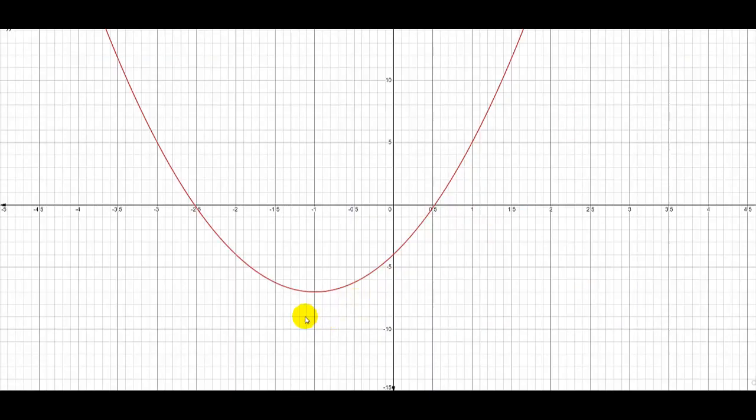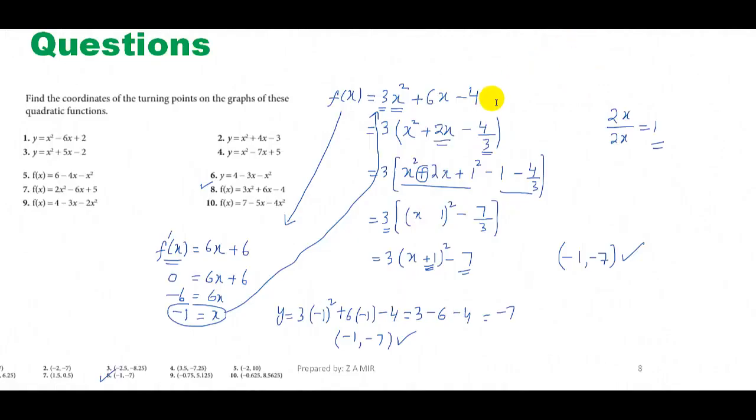And this is the graph of the function, and from here you can observe that this is the turning point, and the coordinate is minus 1 and minus 7. Now we have done all the questions which were different, so the rest are the same. You can solve them as practice.